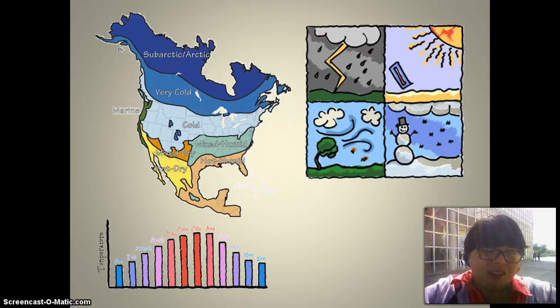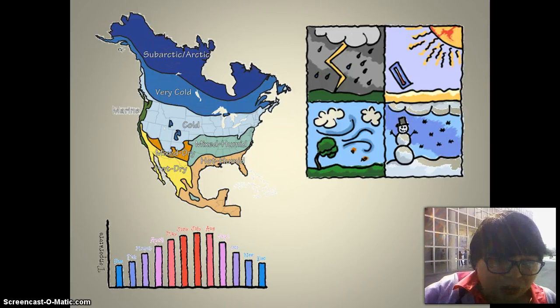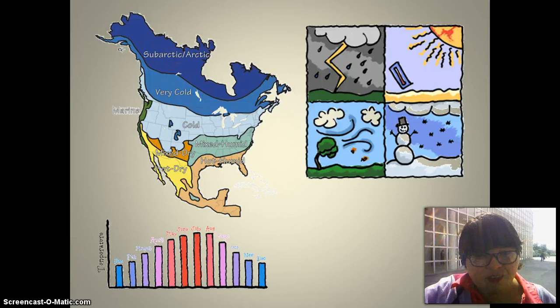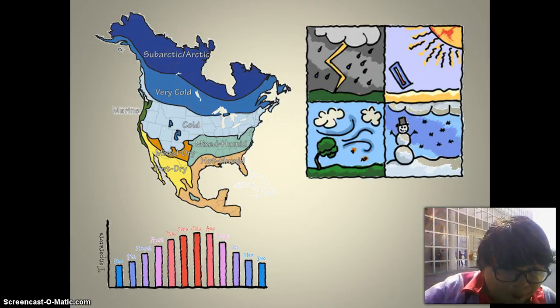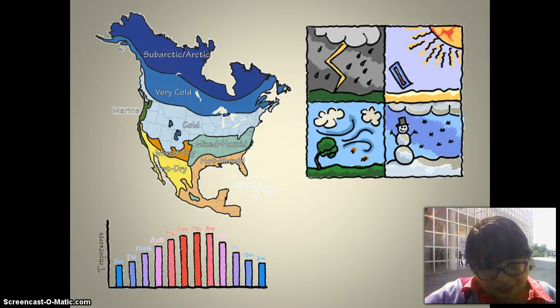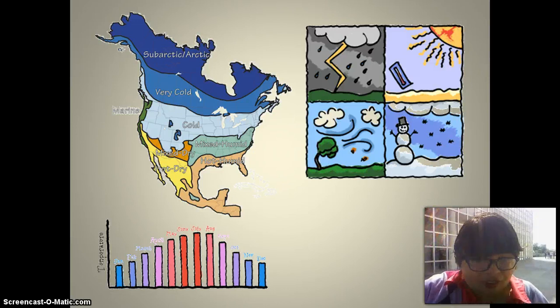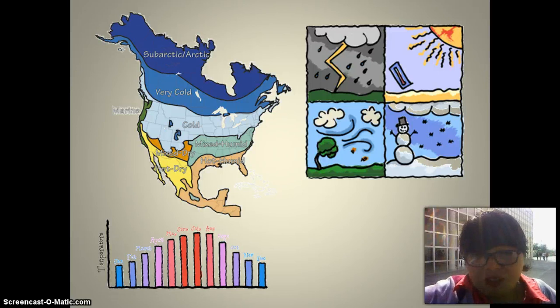As you can see here, the uppermost part of the continent, meaning Mexico, United States, Canada, is divided like this: subarctic, arctic climate, very cold climate, cold, mixed and humid, mixed and dry, hot and dry, hot and humid. I think we're in the category of hot and dry. As you can see in the chart below, it shows temperature across the months. That's talking about the climate.